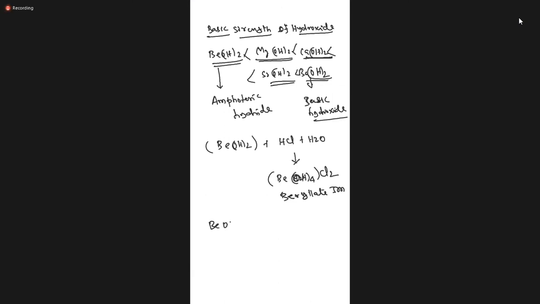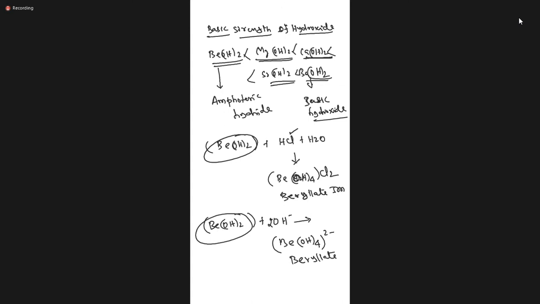Even when beryllium hydroxide Be(OH)2 reacts with OH minus, that means a base, it gives [Be(OH)4]2-. This is also called the berylate ion. So Be(OH)2 reacts with both acid as well as base. That's why it's called amphoteric. Even BeO is called an amphoteric oxide.